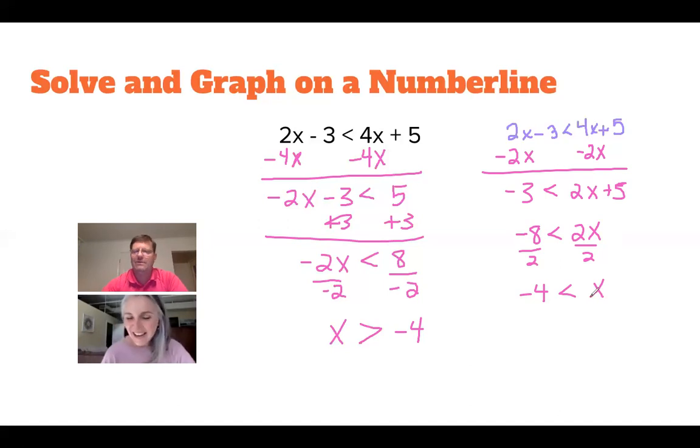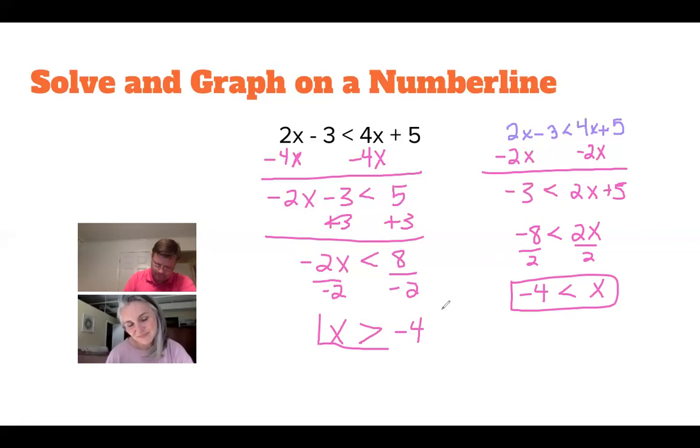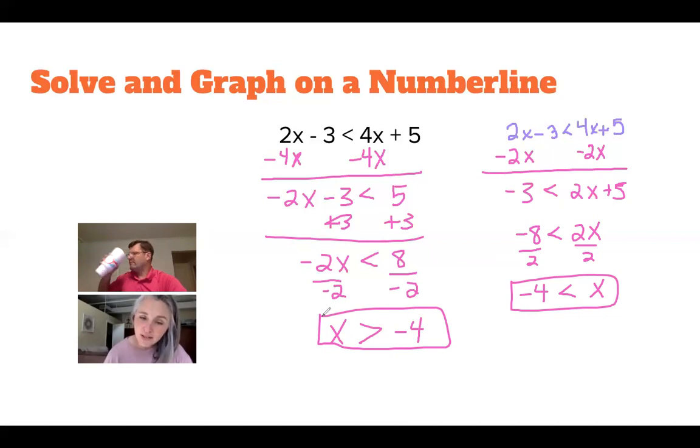Okay, how is this the same as this? When we read an inequality where there's a variable in it, we always read from the variable. So if I'm reading the first one, I'm reading x is greater than -4 because I'm reading from x. And if I'm not careful on this one, I might say -4 is less than x, which is a true statement, but I want to think about it from the variable: x is greater than -4.